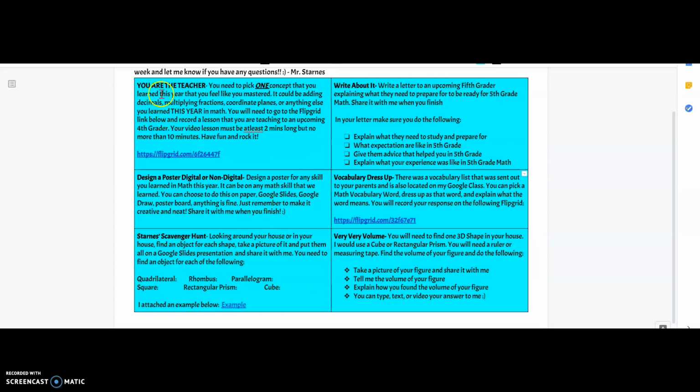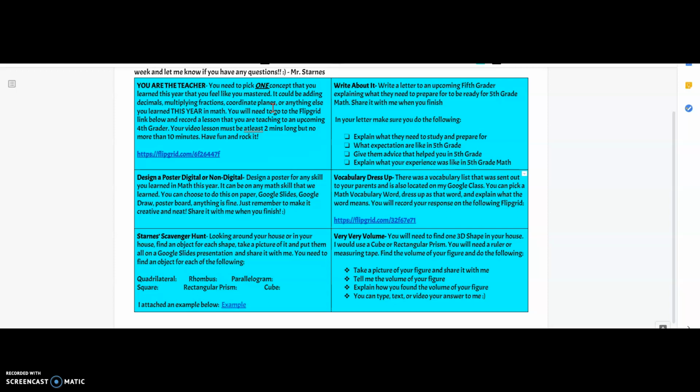So the first one says you're the teacher. It says you need to pick 1 concept that you learned this year that you felt like you mastered. So guys, this is anything. This is adding decimals, subtracting decimals, multiplying fractions, multiplying decimals. It can be anything. You're going to pick 1 concept. So you could do adding decimals if that's what you choose. Your job is to create a lesson. So you're going to be teaching a lesson on Flipgrid.